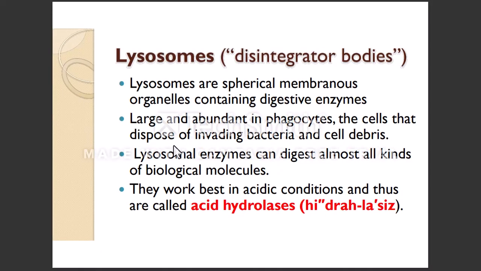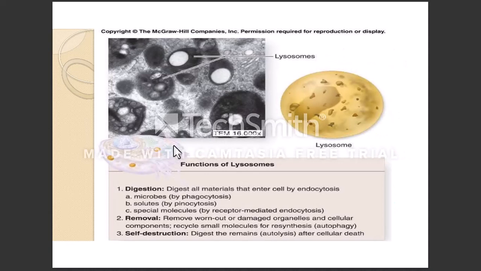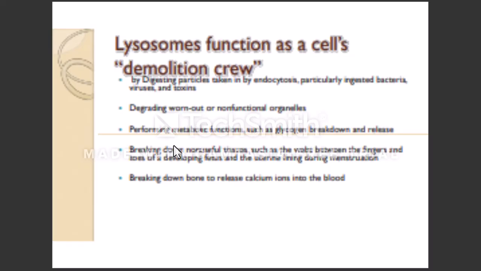So we are going to look at lysosomes. We say they are spherical membranous organelles that contain digestive enzymes, and we find the majority in phagocytic cells, where the enzymes help to digest bacterial cells and cell debris. They work best in acidic conditions, and thus they are said to be acid hydrolases. And like I said, they function in what? Digestion, removal of damaged organelles, and cell self-destruction. They can cause suicide; they destroy the cell itself. That's what we call cell suicide. So the organelles responsible for cell suicide are lysosomes.